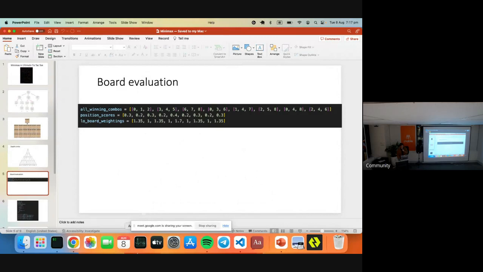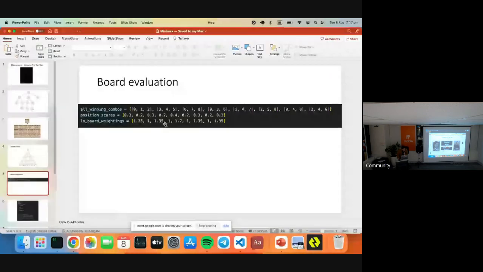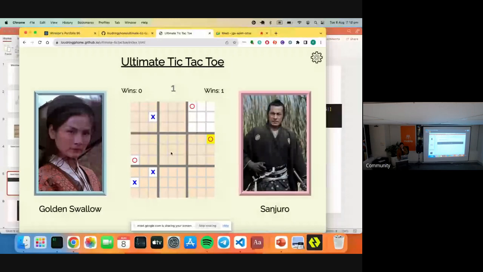So for example, for a game like this, the center local board is more important. So that's why number 4, index 4 would be higher here. 0, 1, 2, 3, 4. Yes, here. So the local board in the center will have higher weighting.